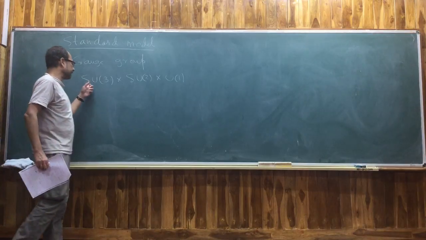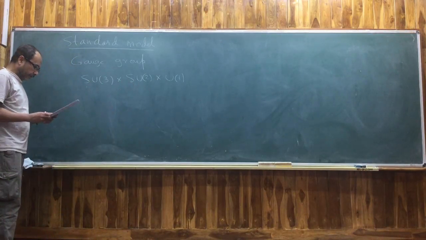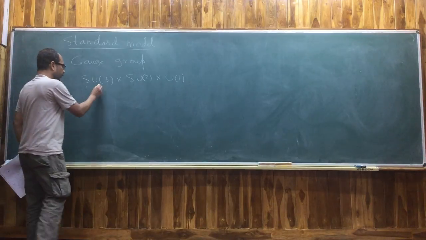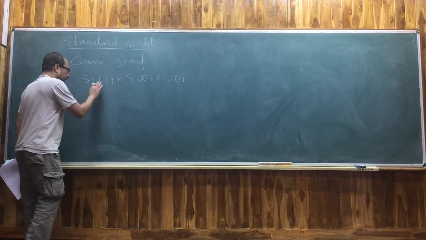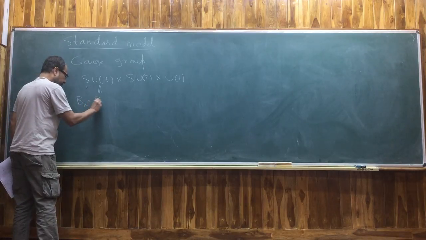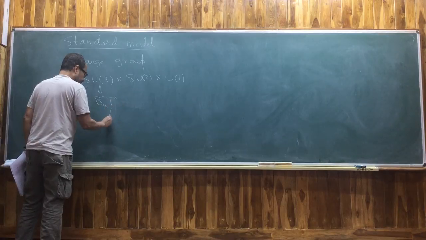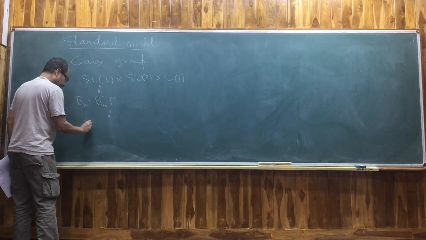But besides this, it has an SU(3) component and an SU(2) component, which means that we have to introduce the corresponding gauge fields. The SU(3) gauge fields are denoted by B_mu, which will be B_mu^A T^A. So these are the generators of SU(3).